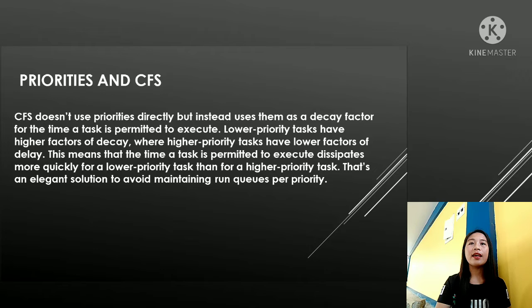Next is priorities and CFS. CFS does not use priorities directly, but instead uses them as a decay factor for the time a task is permitted to execute. Lower-priority tasks have higher factors of decay, whereas higher-priority tasks have lower factors of decay. This means that the time a task is permitted to execute dissipates more quickly for a lower-priority task than for a higher-priority task. That's an elegant solution to avoid maintaining run queues per priority.